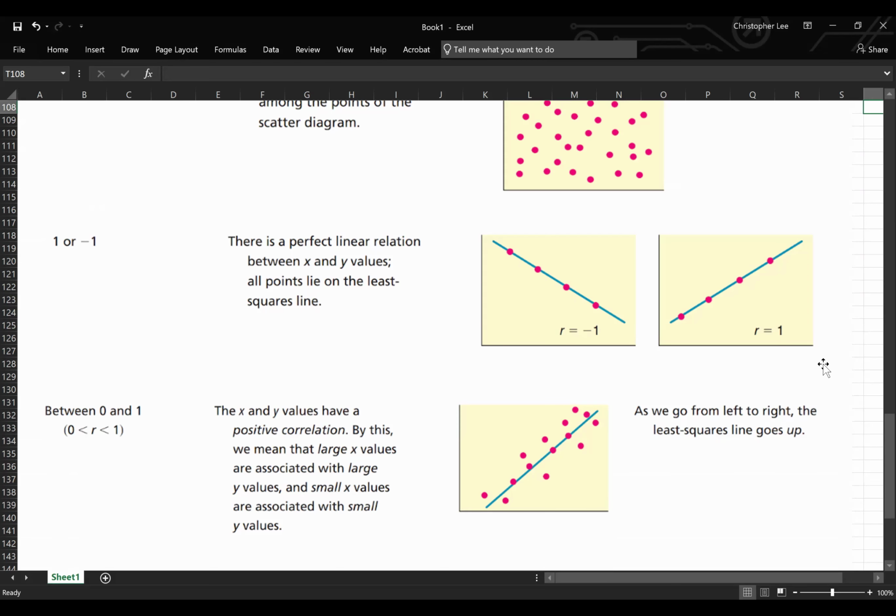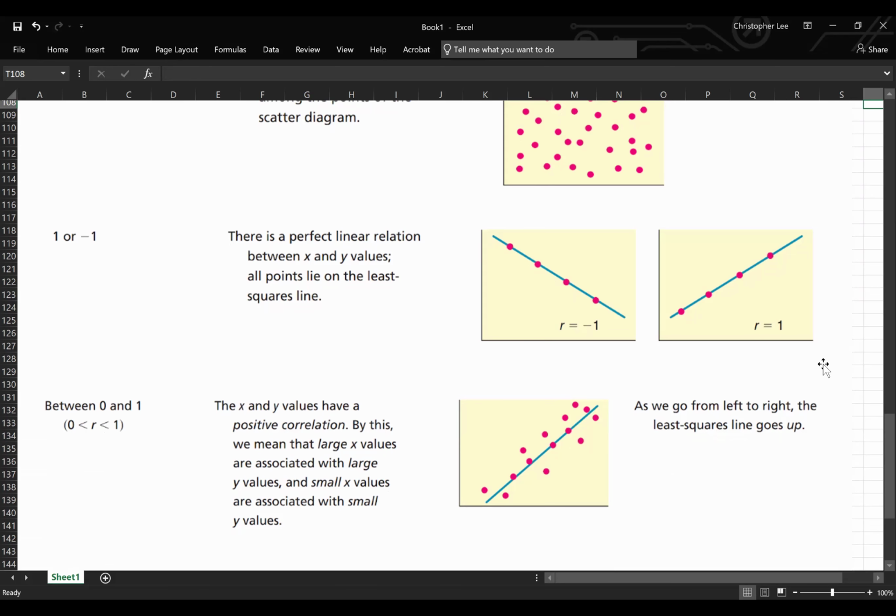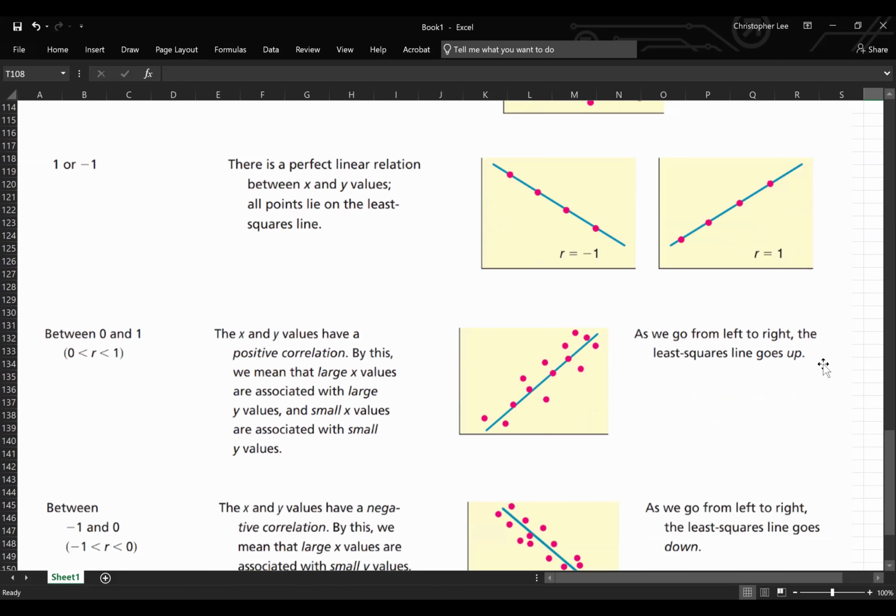So said a little differently, as X increases, Y increases. That's positive correlation. As X increases, Y increases, as you go from left to right.